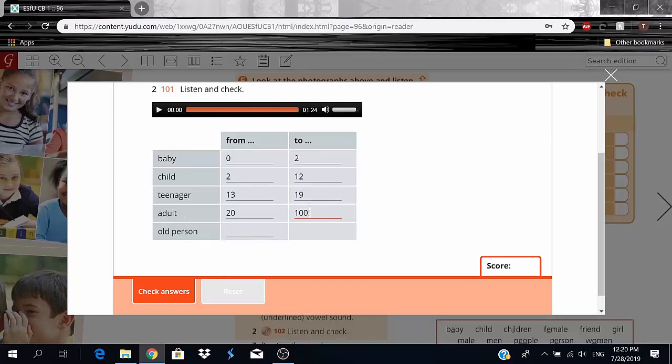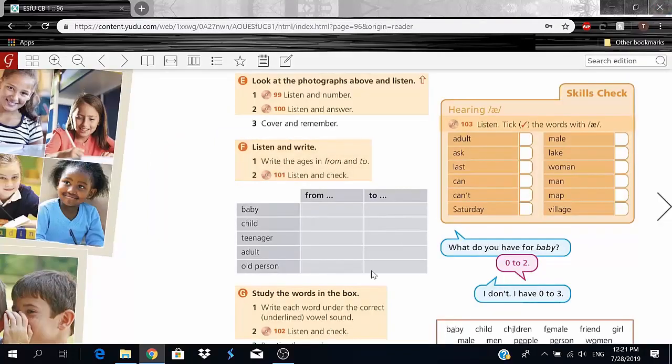So adult is 20 years old to 100, and an old person is, we could say, for example, 65 or around 70. Okay? And it depends on how old the person lives, right? So baby, 0 to 2 years old, child, 2 years old to 12 years old, teenager, 13 to 19, adult, 20 years old to 100, old person, 65 or 70, or just simply 70 years old, or no matter how long that person lives.